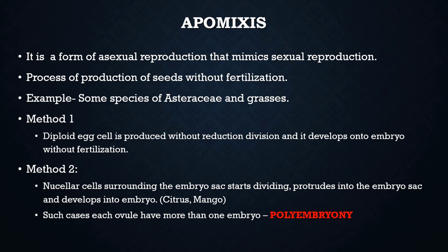Till now we have learned that a single embryo is present inside a single ovule, but in these cases you have more than one embryo in a single ovule, and this condition is called polyembryony. Poly means many, embryony, embryo: more than one embryo per ovule. This is not common. Again, typically we get one embryo per ovule, right? So this is the case of polyembryony. Now why is this process of apomixis important? Let us understand that.